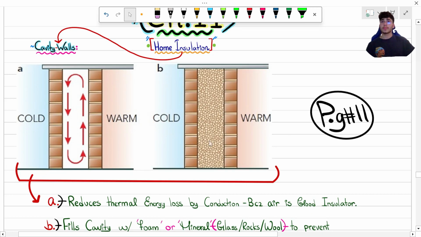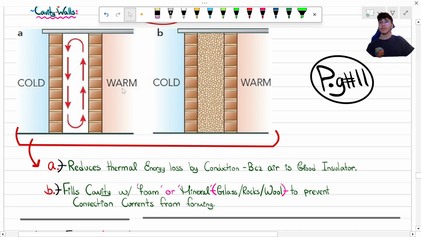This is an example of a cavity wall. The first one is just a normal cavity wall. It reduces the thermal energy loss by conduction because air is a good insulator. But the second one, when you fill the cavity with foam or rock wool, prevents convection currents from forming. So the normal one prevents conduction, but the second one prevents convection currents.